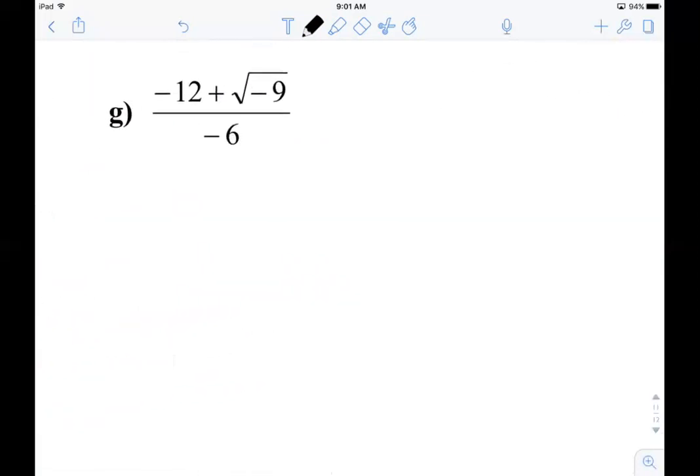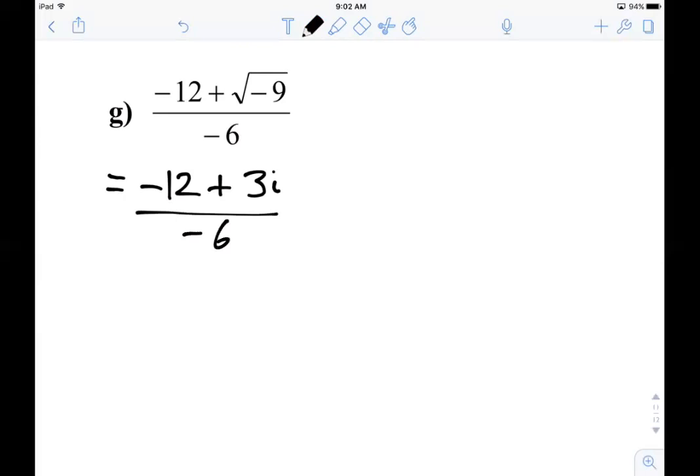And one more of that type. So now we have negative 12 plus, and I'm just going to call this 3i, because the 9 square roots to become a 3, and the negative part, when we square root it, just becomes that symbol i. And that whole thing is over negative 6.